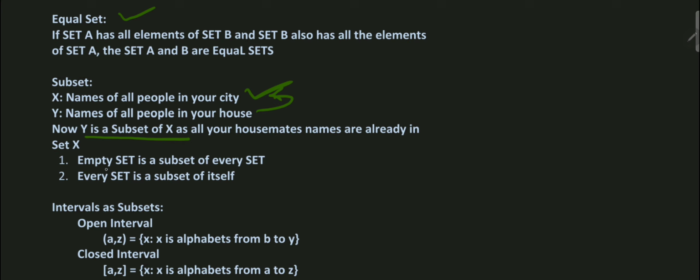Then we all know that the empty set is a subset of every set. This is a rule you need to remember. You will need this in simplifying some set equations. And another thing is every set is a subset of itself. That means set X is a subset of X itself, and set Y is a subset of Y itself.